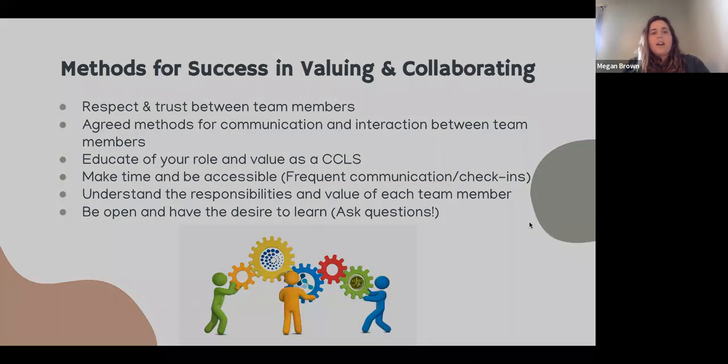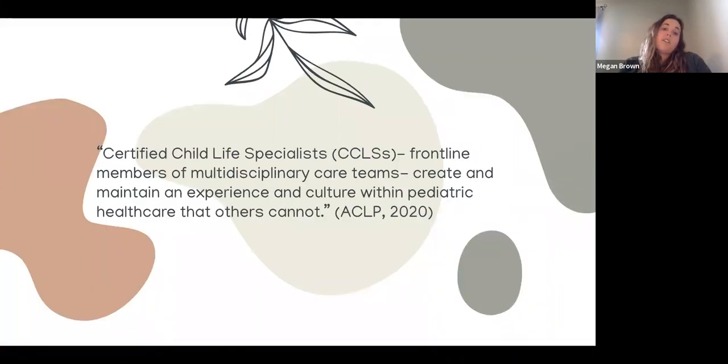And then to end, we wanted to share this quote from the Association of Child Life Professionals. Certified child life specialists, frontline members of multidisciplinary care teams, create and maintain an experience and culture within pediatric healthcare that others cannot. So we'll talk about this a little more in our discussion, but we loved this quote just because really as child life specialists, we do have the opportunity to enhance these multidisciplinary teams, right? And create and maintain an experience, right, that others cannot.